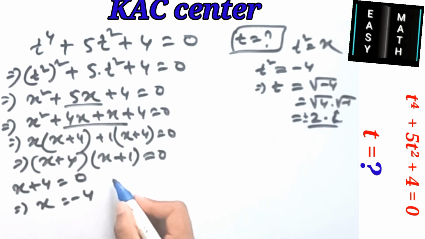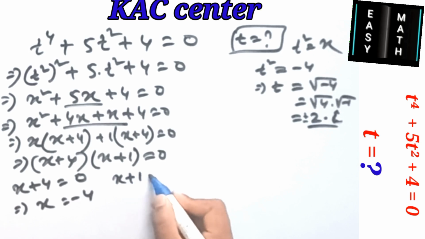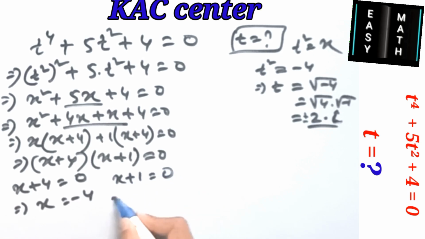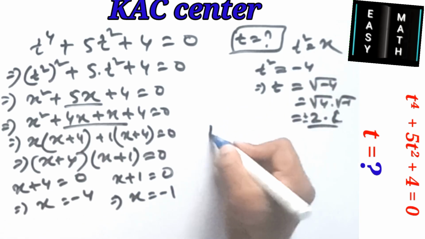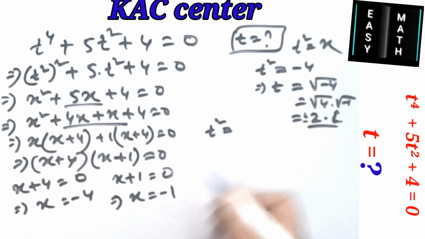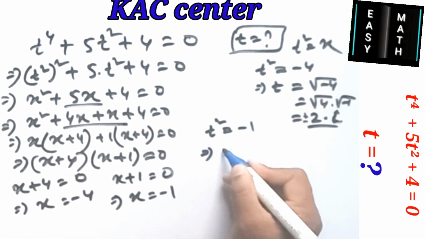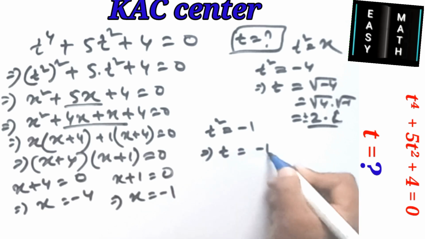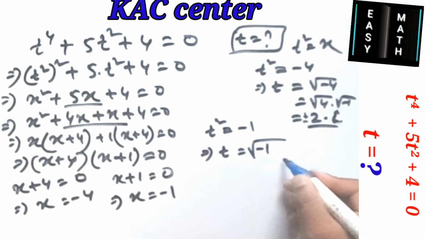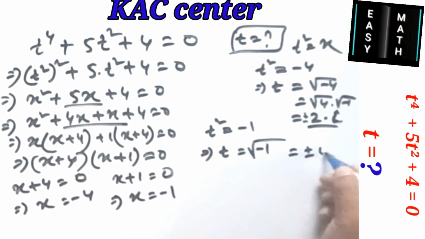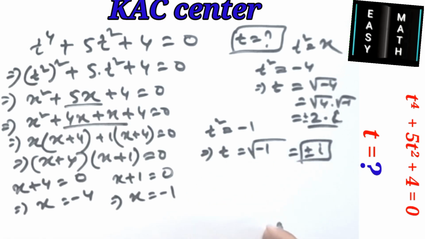and x plus 1 is equal to 0, so x is equal to minus 1, and similarly t square is equal to minus 1, so t is equal to, and this value is obviously plus minus i, so this value is i, and this value is 2i, so t value is both this and this.